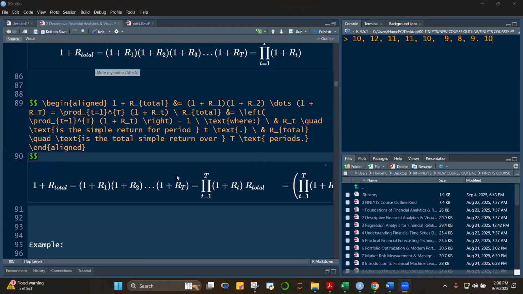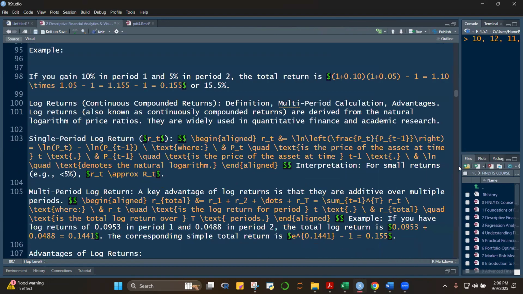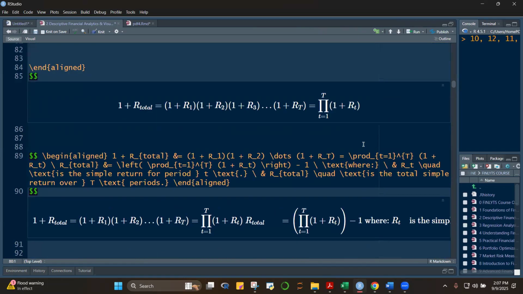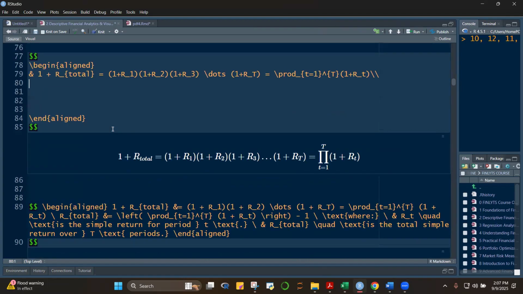Okay. So our total is simply this one, class, minus 1, because we're going to transpose the 1 to the other side. Okay? So it will be equal to, just take a look at this, right? It will be equal to this product minus 1. Okay, so let's do that very quickly.